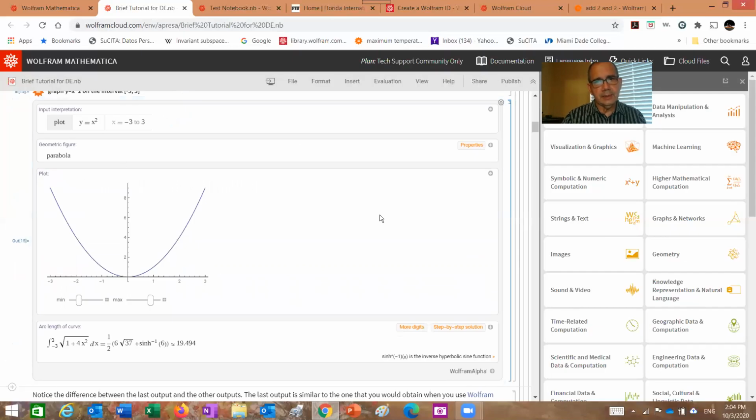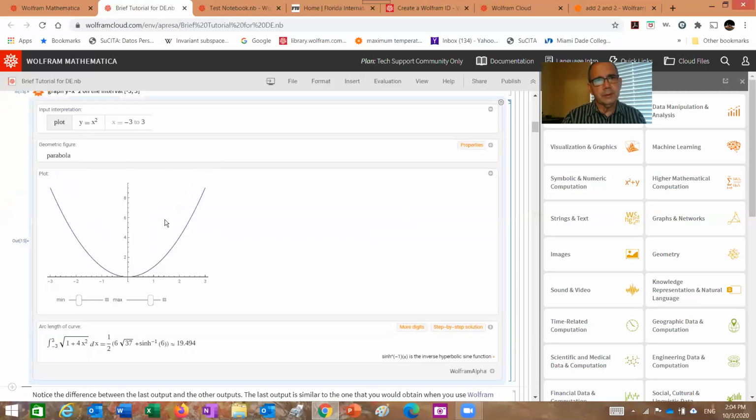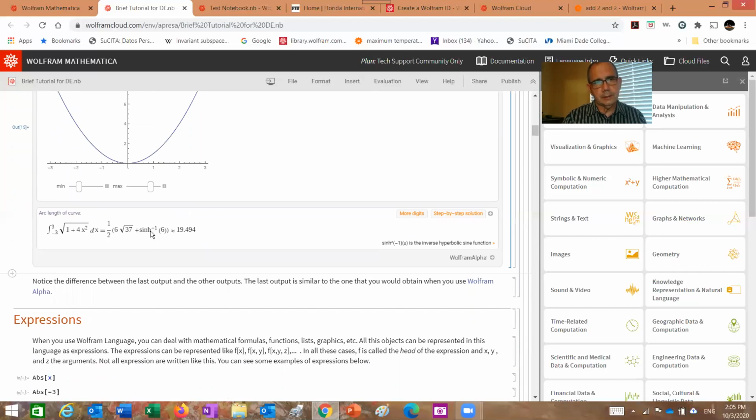So this is similar. You see that it returns the graph, but it also identifies the curve, which is a parabola. It also gives you some related results, like, for example, that it finds the arc length of that curve, which is given by this formula. And then you can see here the step-by-step solution for this part.